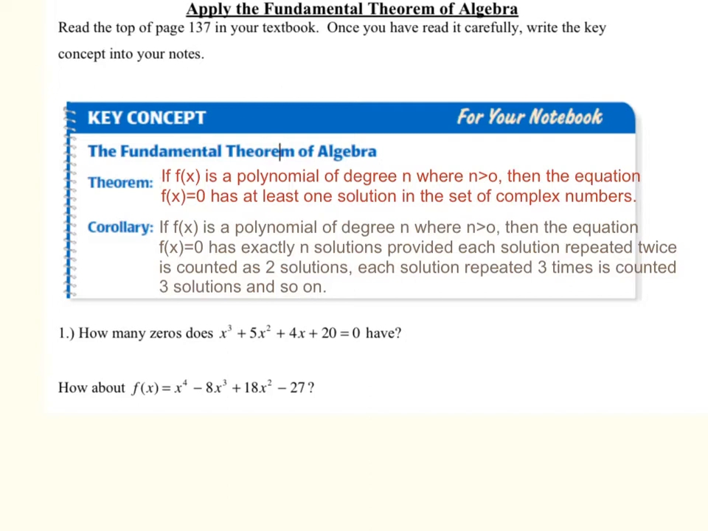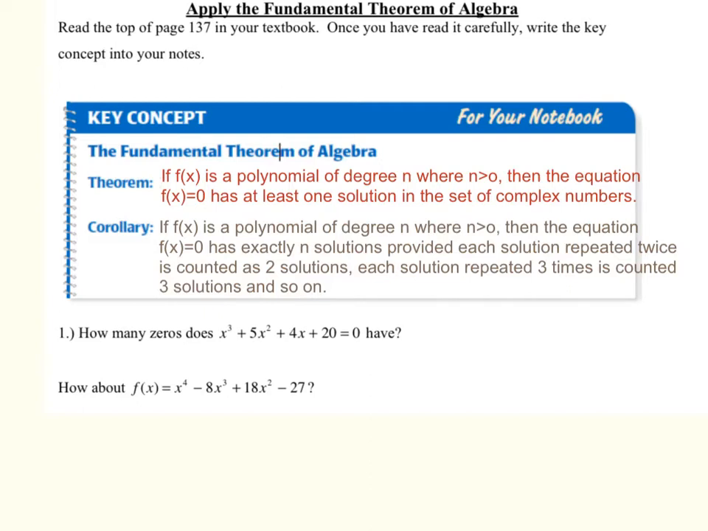The corollary is, if f of x is a polynomial of degree n, where n is greater than 0, then the equation f of x equals 0 has exactly n solutions, provided each solution repeated twice is counted as 2 solutions, each solution repeated 3 times is counted as 3 solutions, and so on.